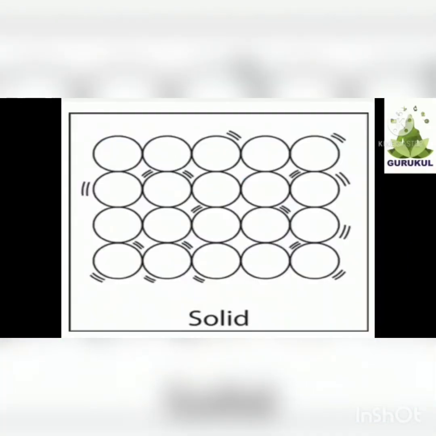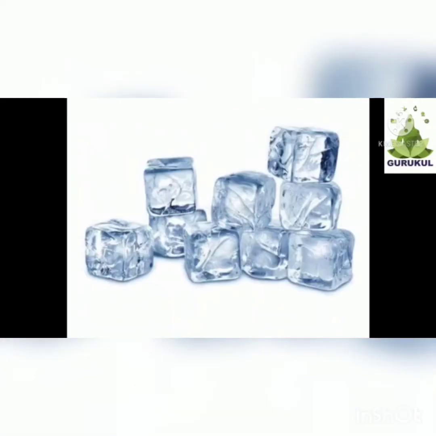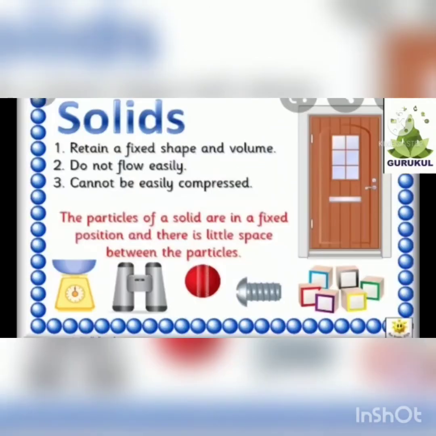So let's see, in the solid state of water, particles of matter are very close to each other and they hold each other tightly. That is, there is a strong force of attraction between them. As a result, solids have definite shape and volume. It means that the particles of a solid are in a fixed position and there is little space in between the particles. The best example of the solid is what? Ice. Okay.